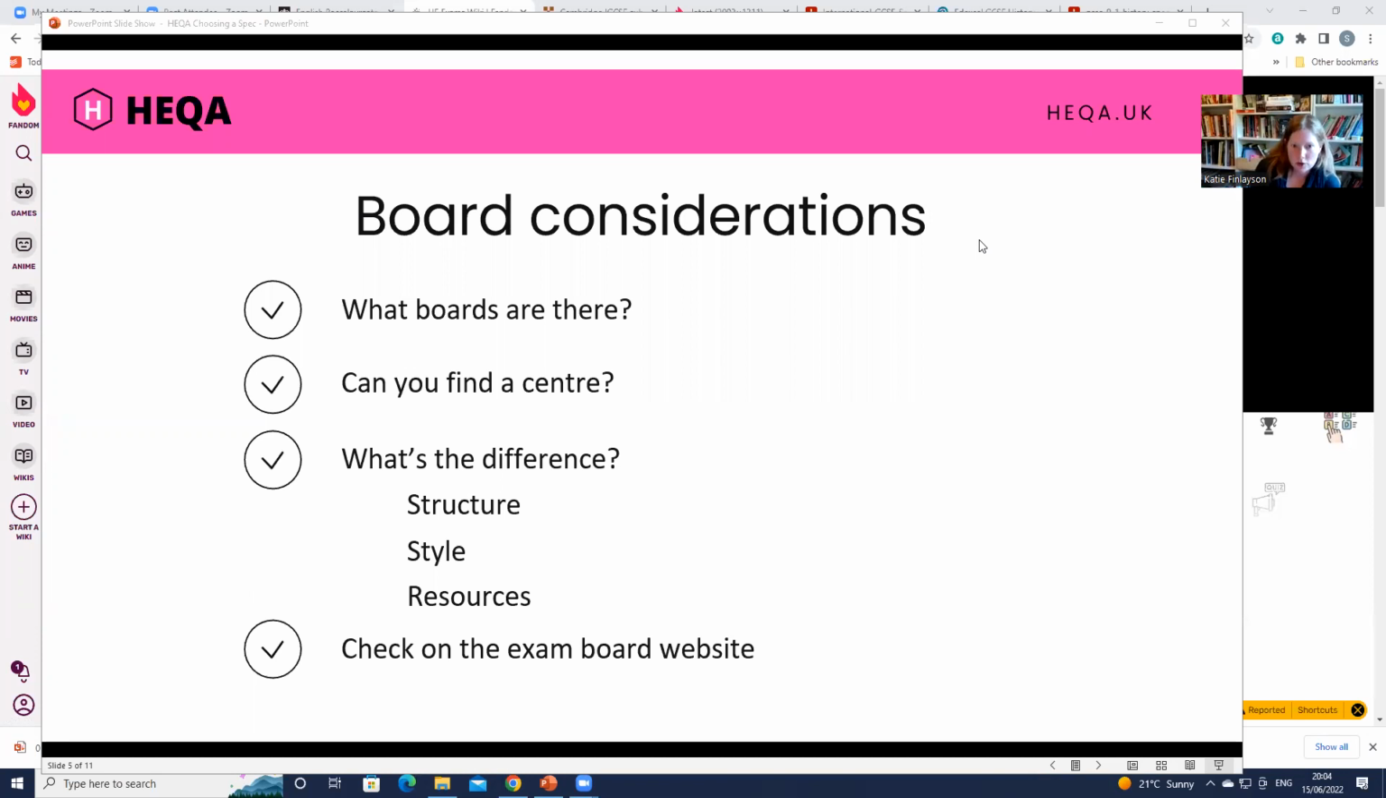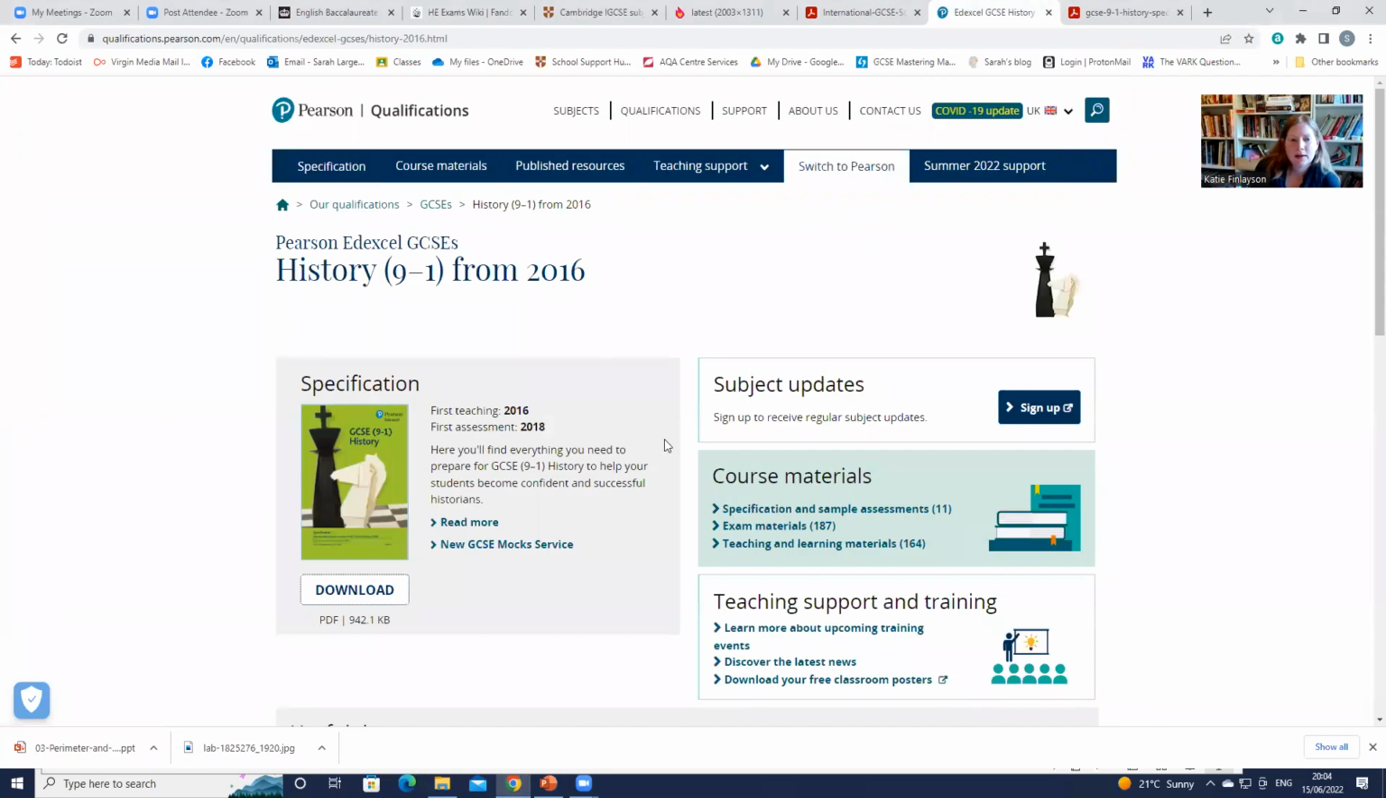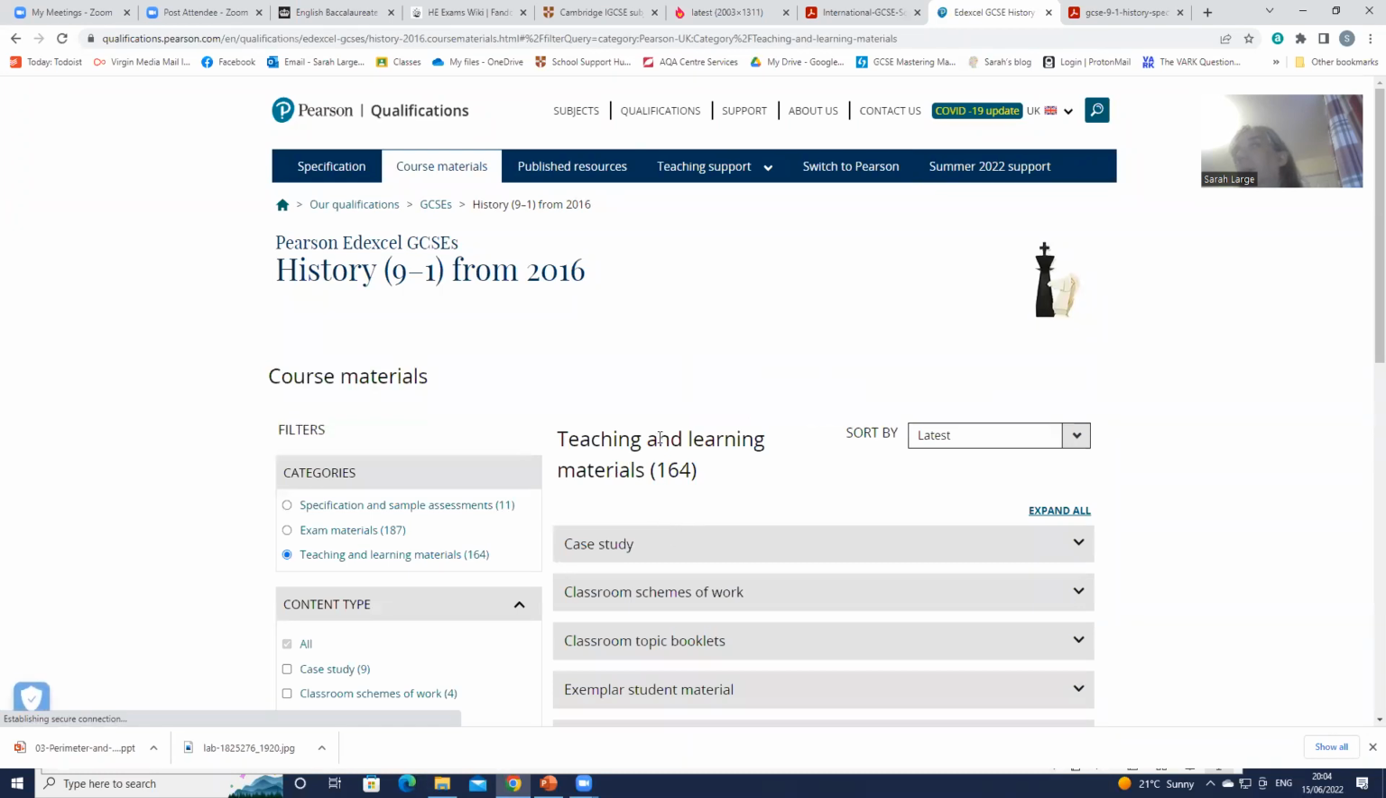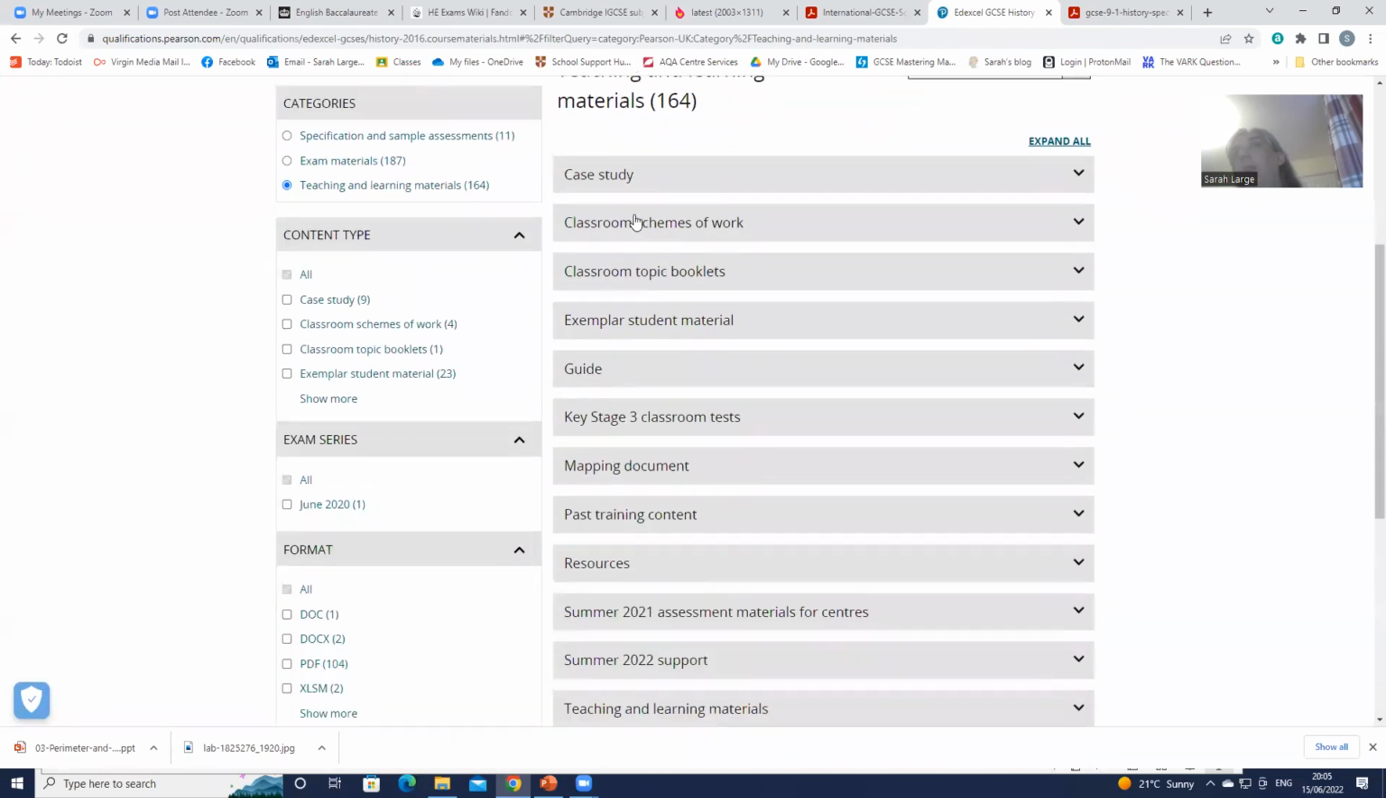And the place to look for all of these things is on the exam board website. So do you want to bring up this one? I'm quite familiar with this one. So yes, as at Cell, you can see teaching and learning materials. They've actually got 164 bits of information because there's an awful lot of options for history. But this gives you an idea of some of what's available. Now, this is a subject with a lot in comparison to others.